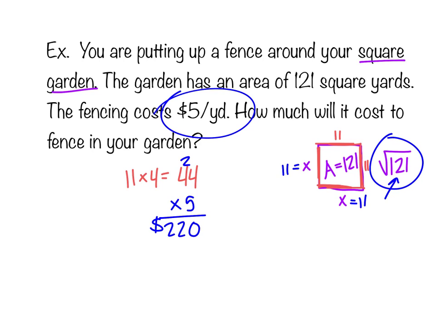But the first thing we had to do is we actually had to use square roots in order to find out exactly how long each side of my garden was, and that's why they call it a square root, because it's the side length of a square.